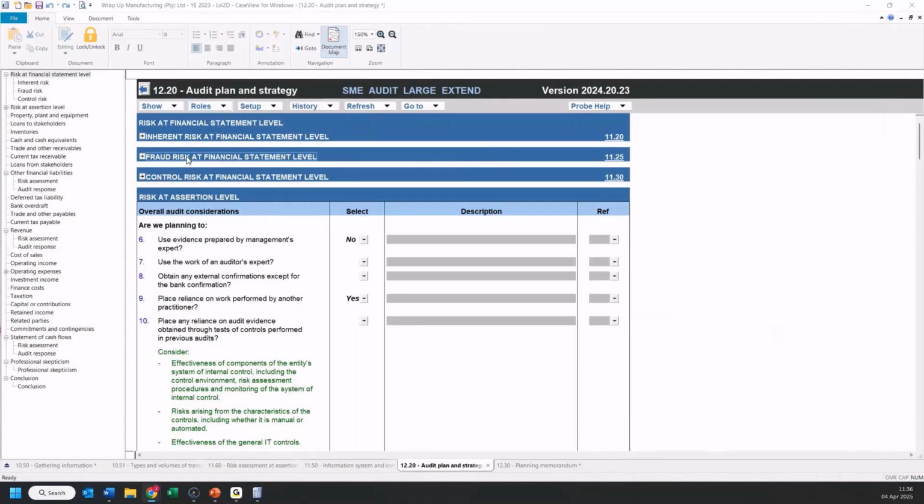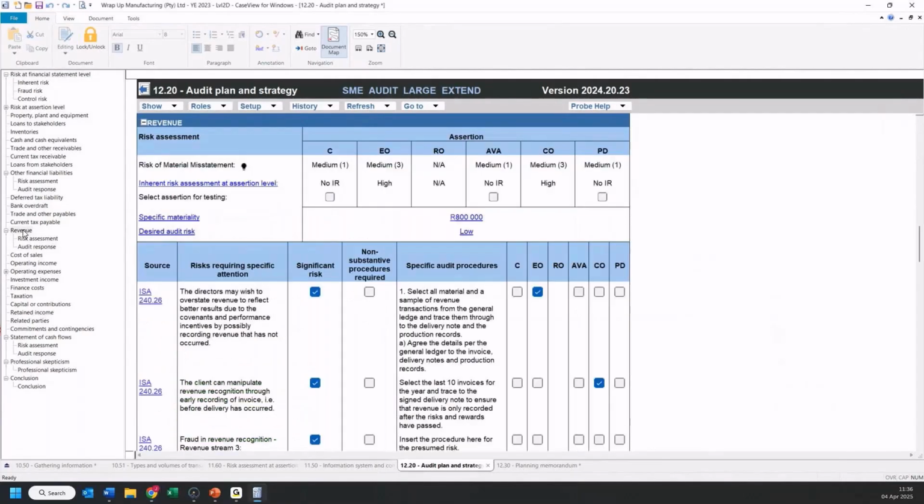So the overall items that have been coming through, I want us to go straight to revenue and see what we find in the revenue section. All right, so revenue, what do we find here? We almost don't have to do much here because it's actually already recorded. Risk of material misstatement is medium 1, medium 3, not applicable, medium 1, etc. That's now the ROM calculation.